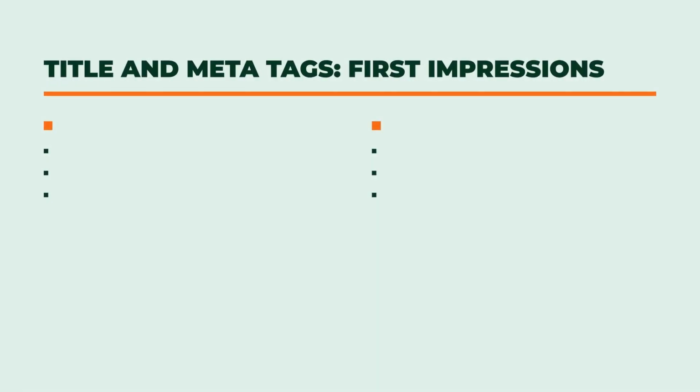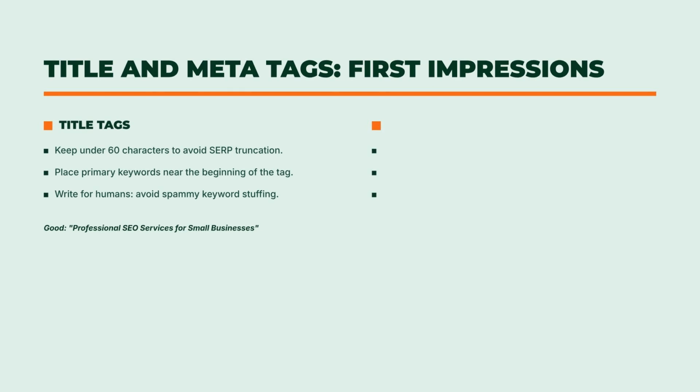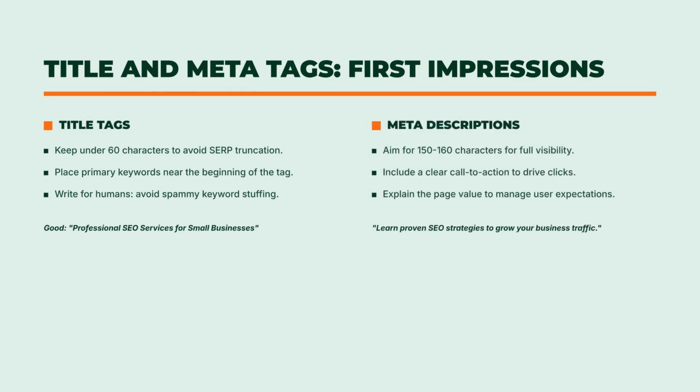Title tags and meta descriptions are your first impressions. Keep title tags under 60 characters with primary keywords at the start. For meta descriptions, aim for 150 to 160 characters and include a clear call to action. Write for humans, managing user expectations.